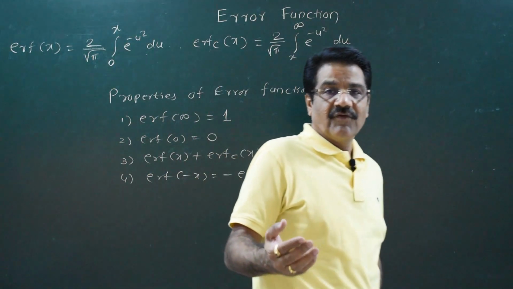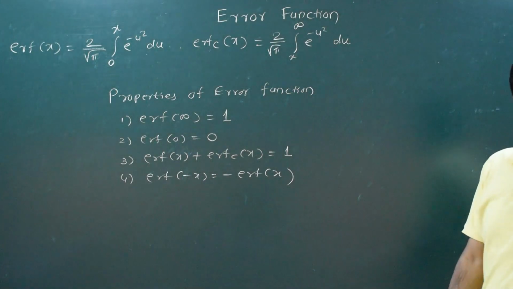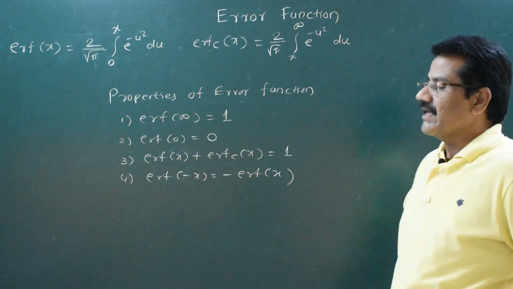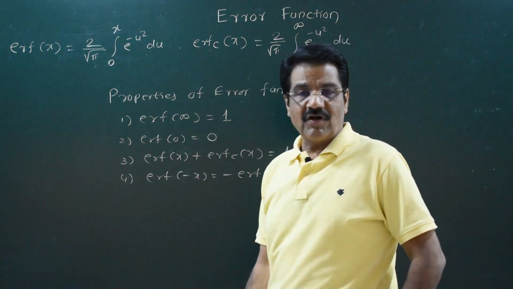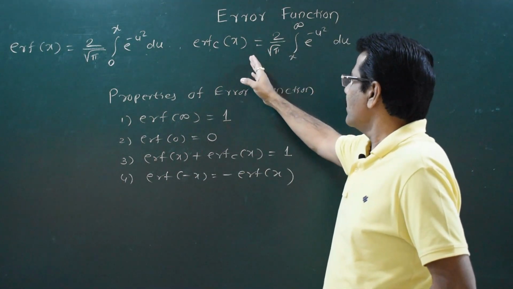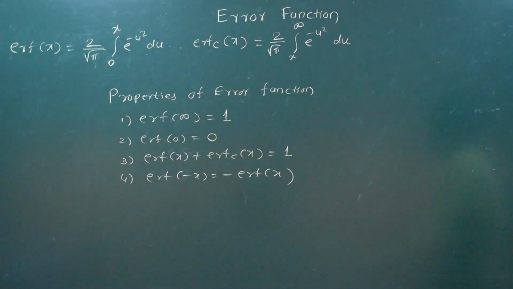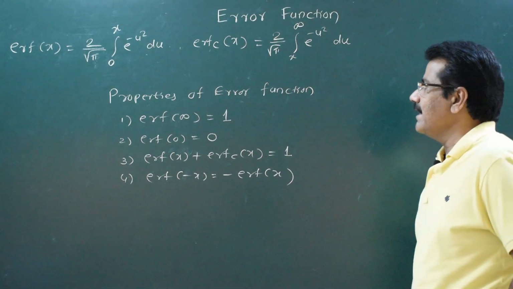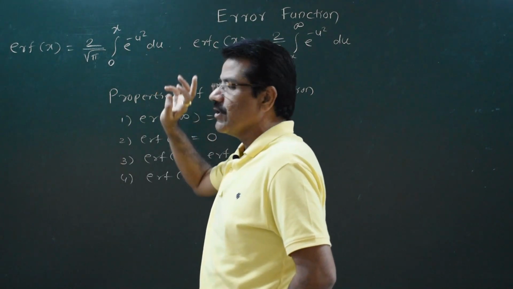Friends, we'll proceed to a new concept, a new chapter called the error function. Now we are going to take two formulas, or mathematical definitions: one for the error function of x, and number two, the complementary error function of x. Whenever we take the error function of x, the formula is 2 upon root pi integration from 0 to x e raised to minus u square du.